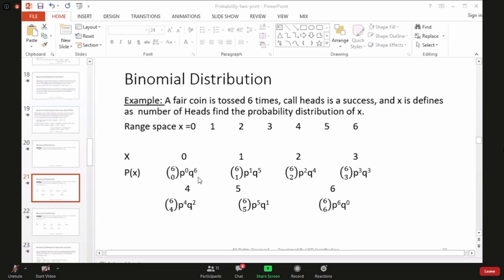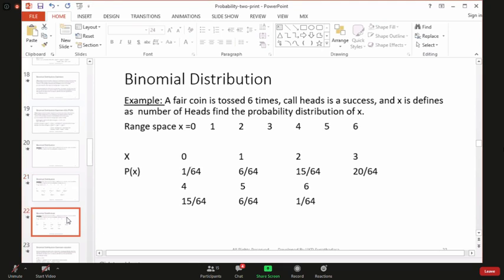P is a half, Q also a half. Remember, it's not specified here, but I can specify it here. So P is half, Q also half. Based on the calculation, you see the probabilities you get. See the probabilities: 1 upon 64.